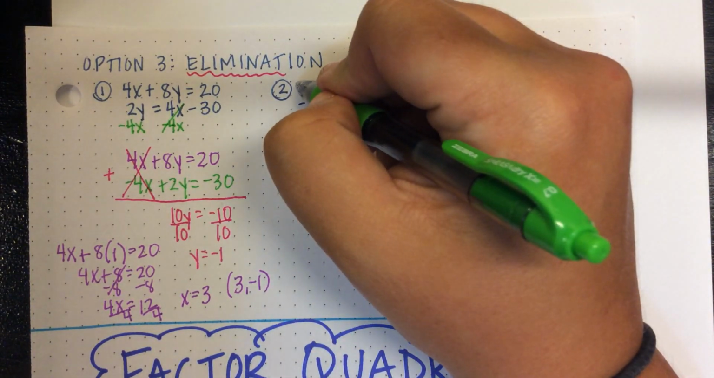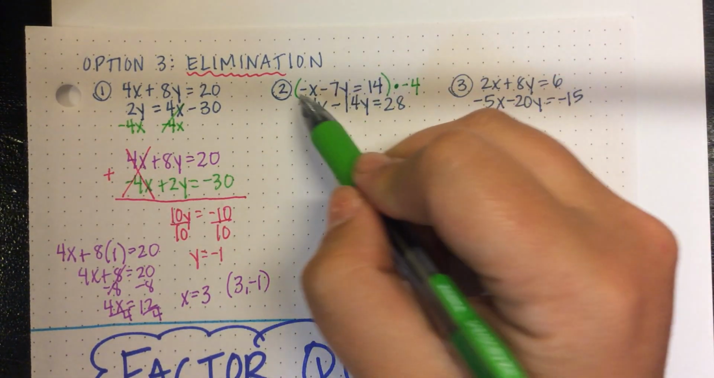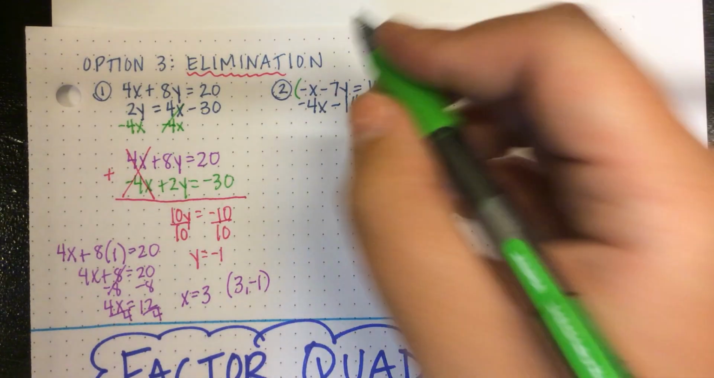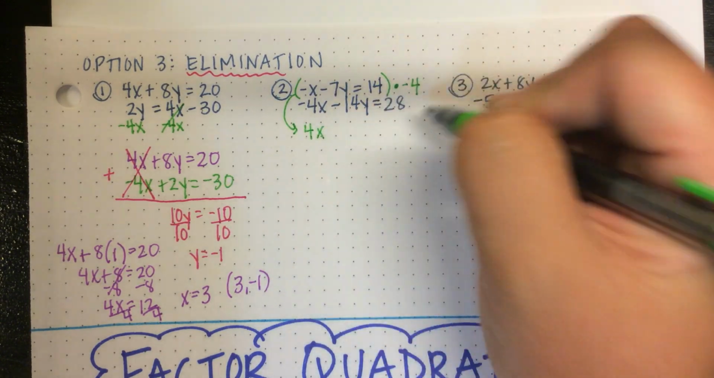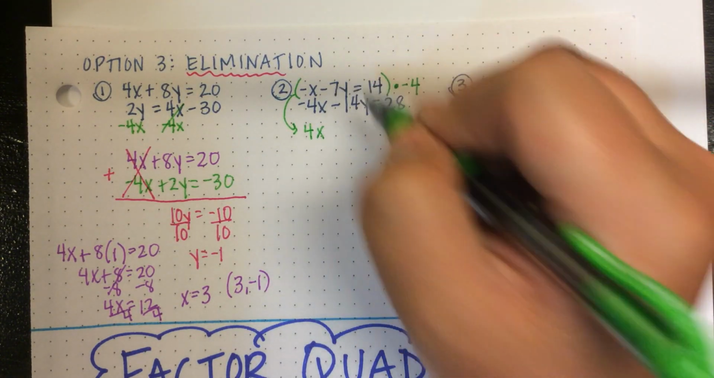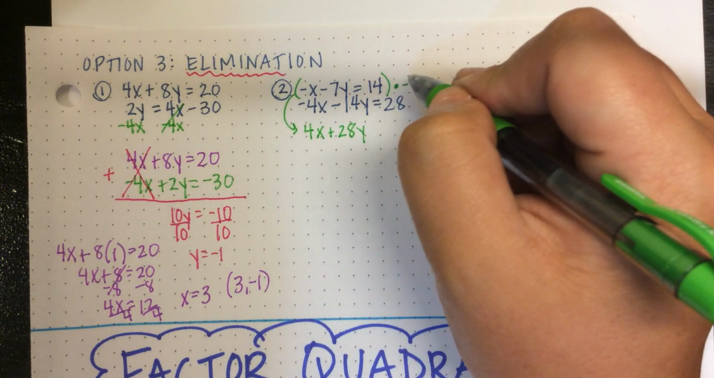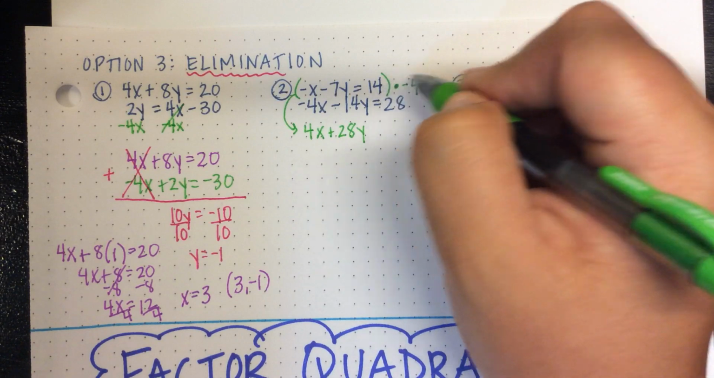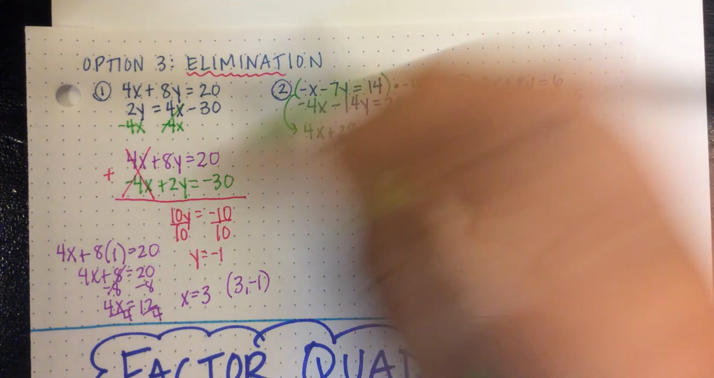And I can do that all in one step by multiplying by a negative 4, because negative 1 times negative 4 is positive 4. So then when I do that, I end up with a positive 4x, right? And then negative 4 times negative 7 is a positive 28y. And then 14 times negative 4, I'm going to do this one in my head, 40, 56. So we get a negative 56.